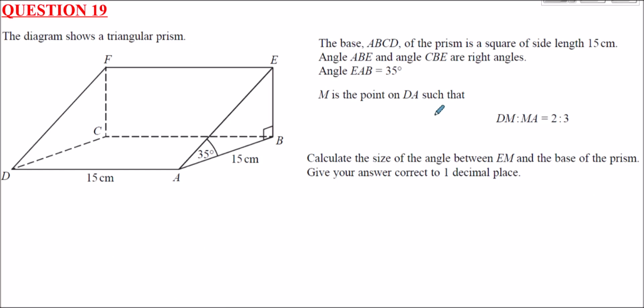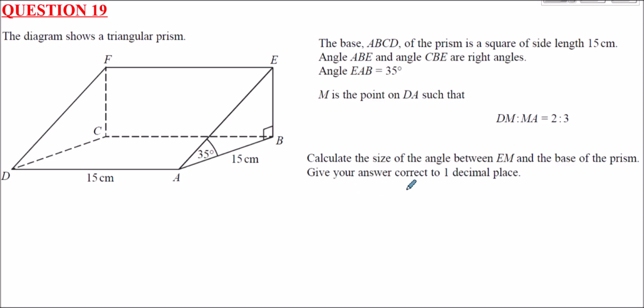Question 19, we have a triangular prism. The base, ABCD, of the prism is a square of side length 15 centimetres. Angle ABE and angle CBE, these two here, are right angles, and angle EAB is 35 degrees. We'll come to that later. M is the point on DA, such that DM to MA is 2 to 3. We need to calculate the size of the angle between EM and the base of the prism, giving our answer correct to 1 decimal place.